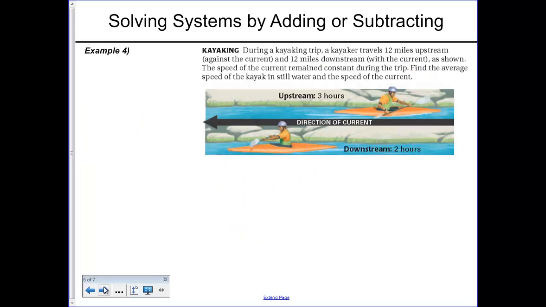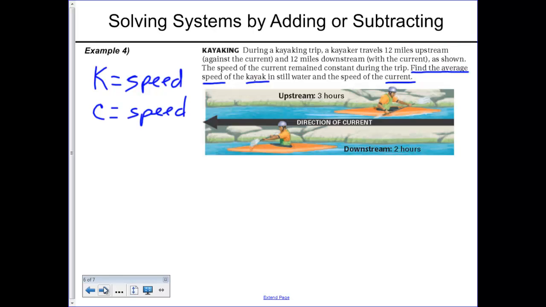Example 4, word problem. During a kayaking trip, a kayaker travels 12 miles upstream. That's against the current. 12 miles downstream, that's with the current, and it's shown in the picture. The speed of the current remained constant during the trip. The question: find the average speed of the kayak and the current in still water. So the question part is telling us what our variables are going to represent. I've got a K for the kayak, and I've got a C for the current, and the K is going to represent the speed of the kayak, and the C is going to represent the speed of the current.